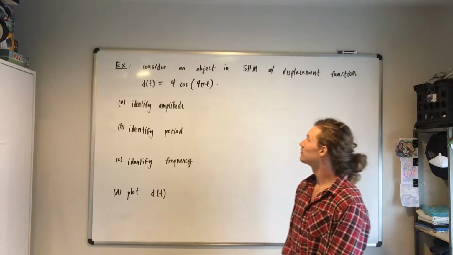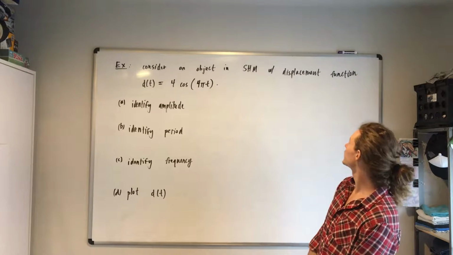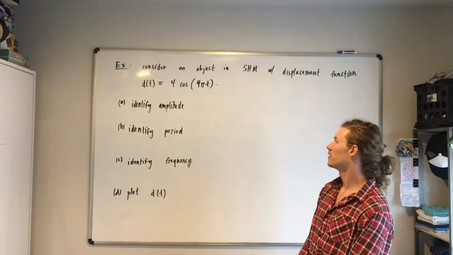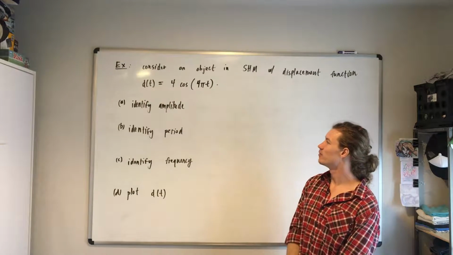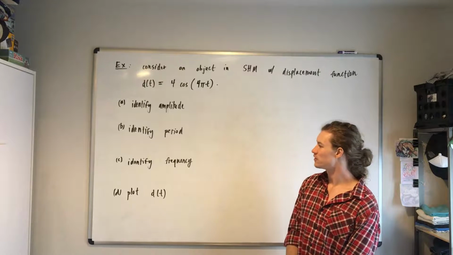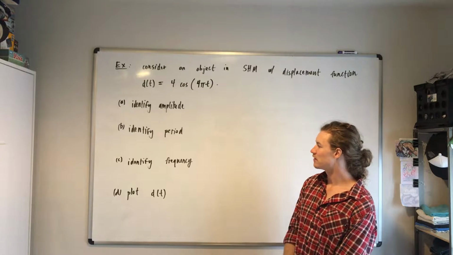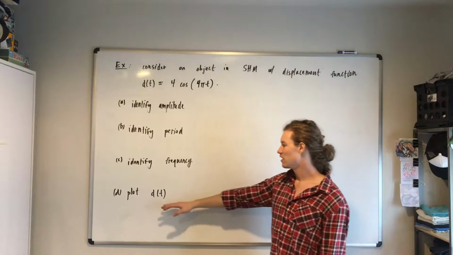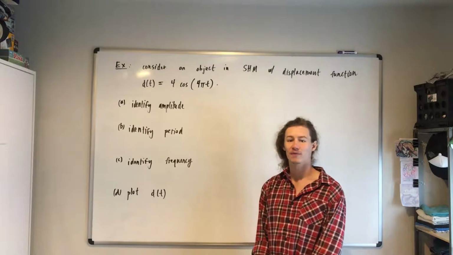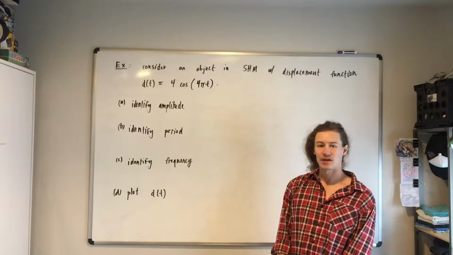Alright, so in this problem we are asked to consider the displacement function for an object in simple harmonic motion. That displacement function is d of t equals 4 cosine of 4 pi t. So the first thing we need to do is identify components of this simple harmonic motion and then construct a plot of that simple harmonic motion.